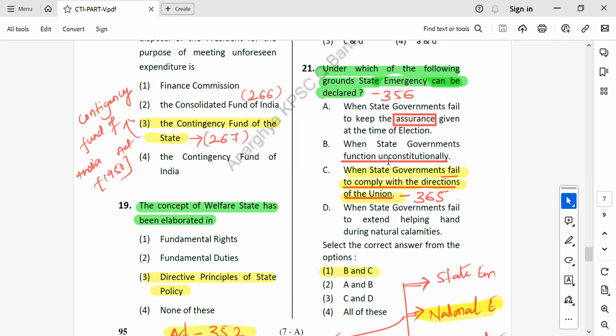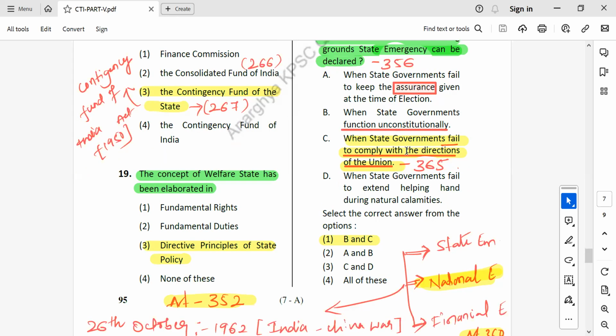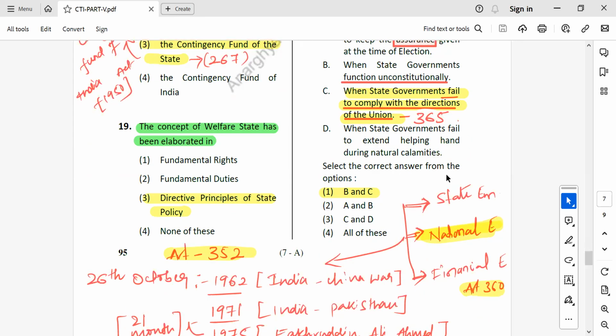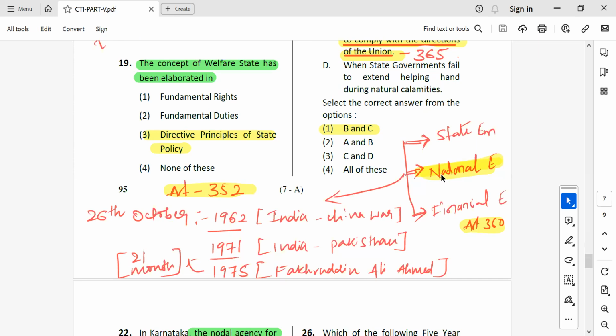Yes, this is important. When the state government functions unconstitutionally. And when the state government failed to comply with the directions given by the union, which deals with Article 365. There are two more emergencies that exist besides this: one is national emergency and the other is financial emergency.